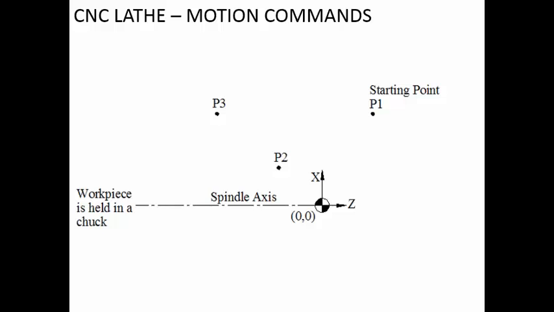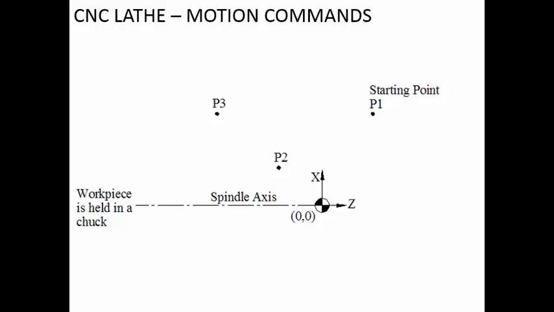So now, for example, we have the CNC lathe, with the origin for the workpiece at 0 0. You have the z axis and the x axis. Now suppose there are 3 points present in the space, through which the tool has to pass. So you have P1, P2 and P3.